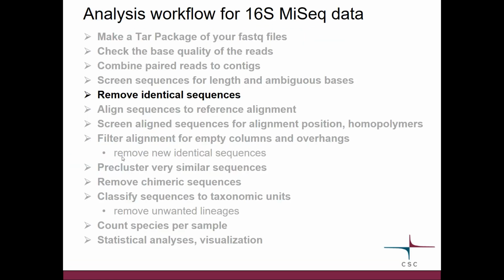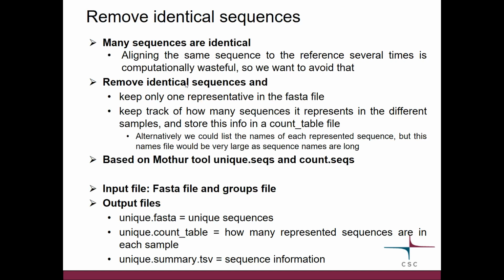Once the sequences have been screened, we want to remove identical sequences. So why would we want to do that? Well, many of the sequences are absolutely identical, and we are going to align the sequences later on to the reference. So it would be pointless to do the same thing over and over again. It would be computationally wasteful. So we will remove those identical sequences and only keep one representative for each of those groups in a FASTA file.